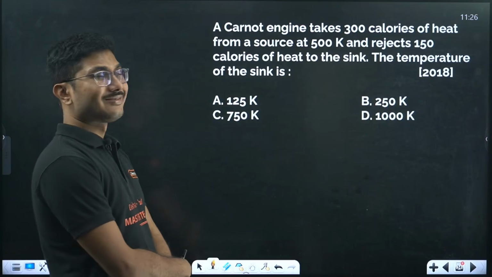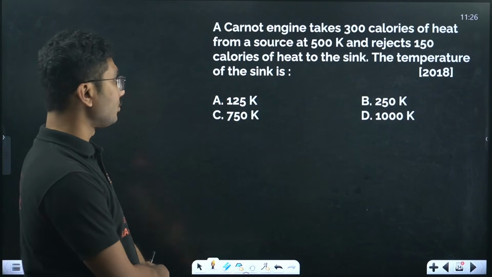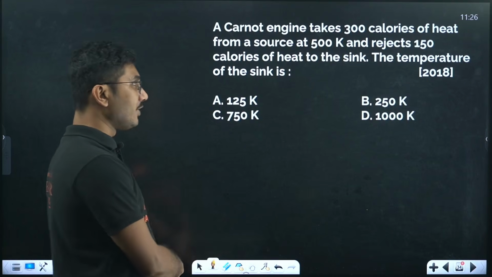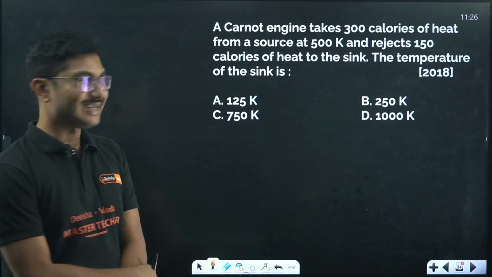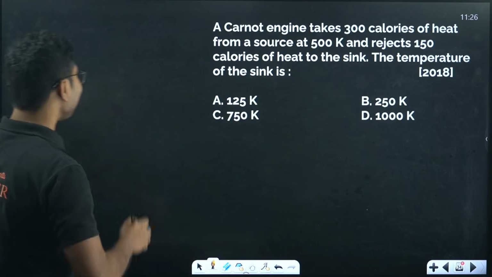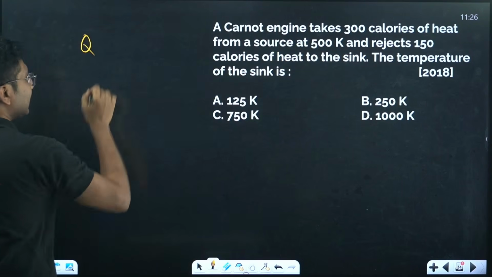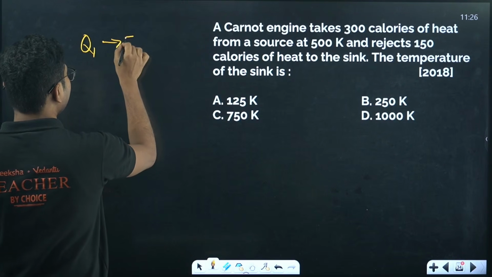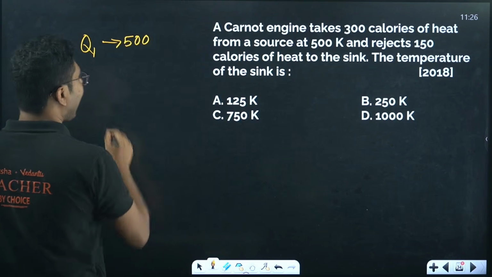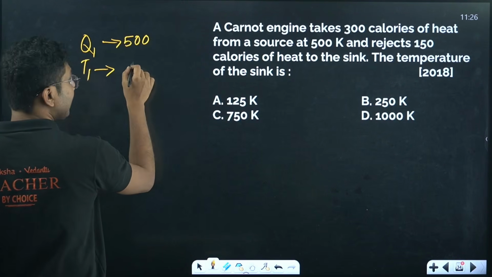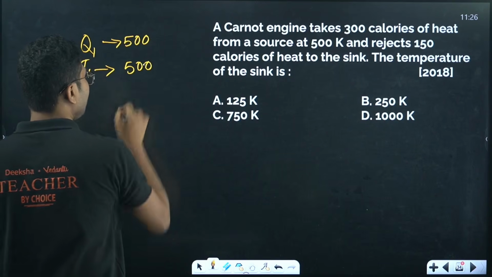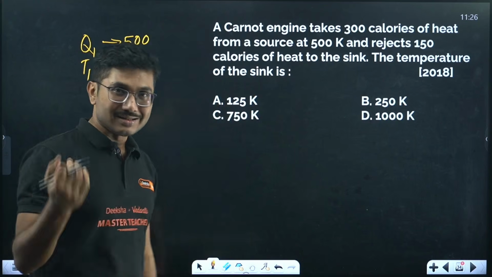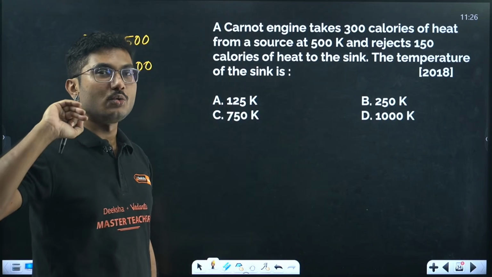A Carnot engine takes 300 calories of heat from a source at 500 K and rejects 150 calories of heat to the sink. The temperature of the sink is? So the formula that I told you, exactly the same thing. It takes 300 calories of heat and its temperature is already given in Kelvin. Remember, this temperature has to be in Kelvin. Okay, in many cases they will give the temperature in Celsius. You have to convert it back into Kelvin.